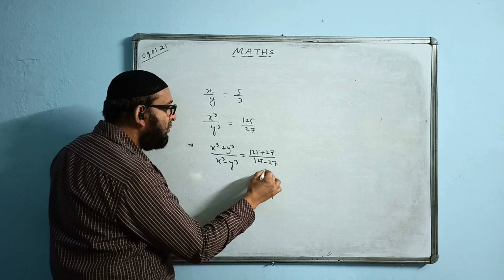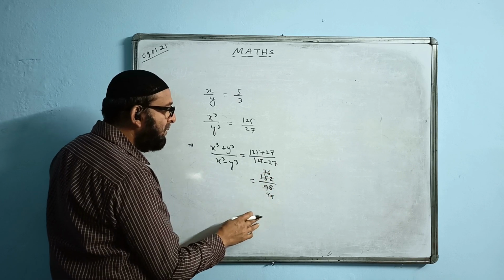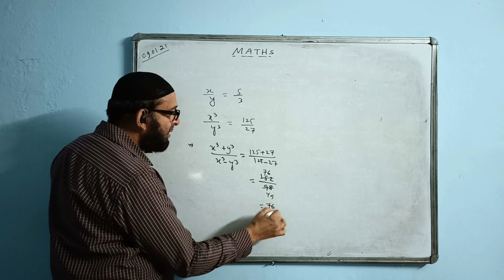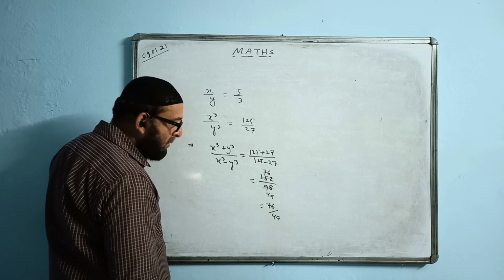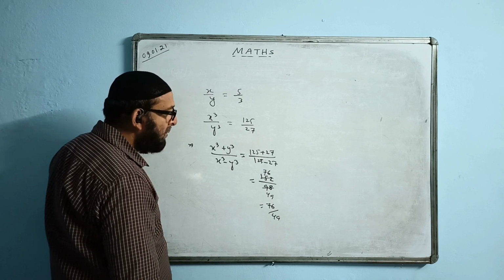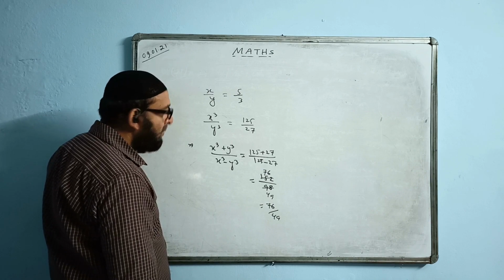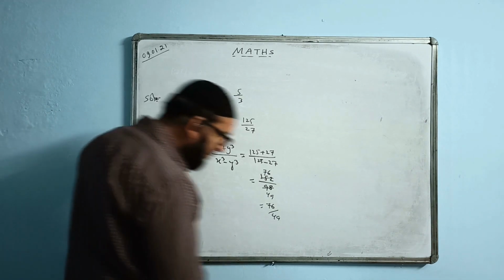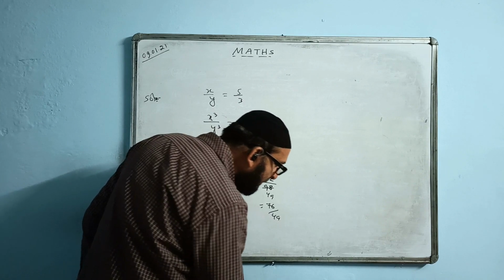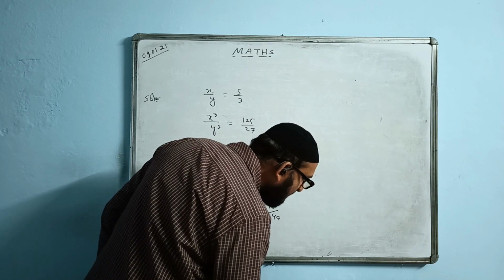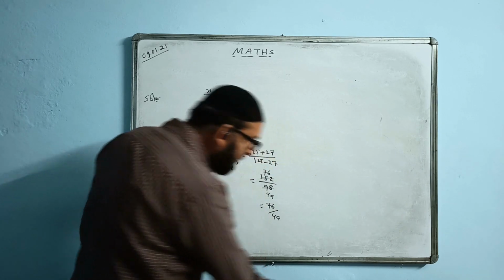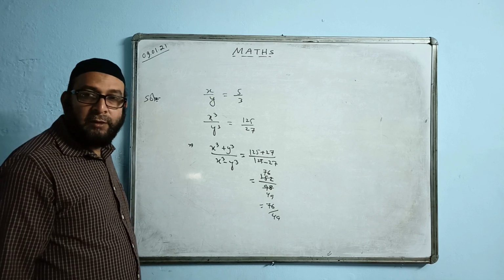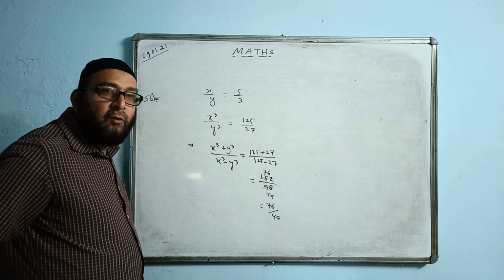152 by 98. This one cancel now. 2 sevens are 14, 2 sixes are 12... Does it cancel any more? I don't think it cancels. The answer is 76 by 49. Check the answer. Oh, that was a mistake in the book. The answer is this only, 76 by 49. The book's answer is wrong.